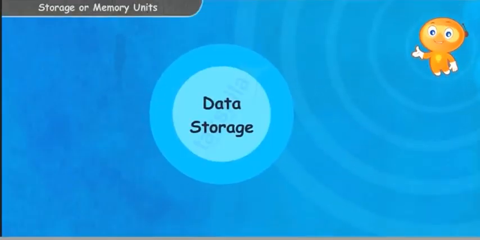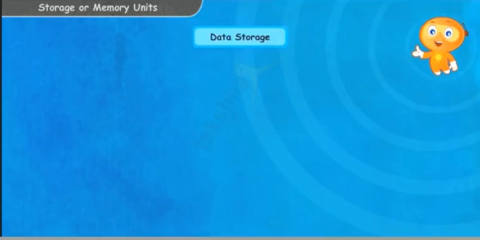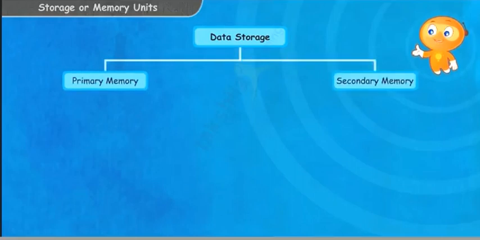Let us now learn about computer data storage units. These are simply called storage or memory. Computer memory is broadly divided into two categories: primary memory and secondary memory.